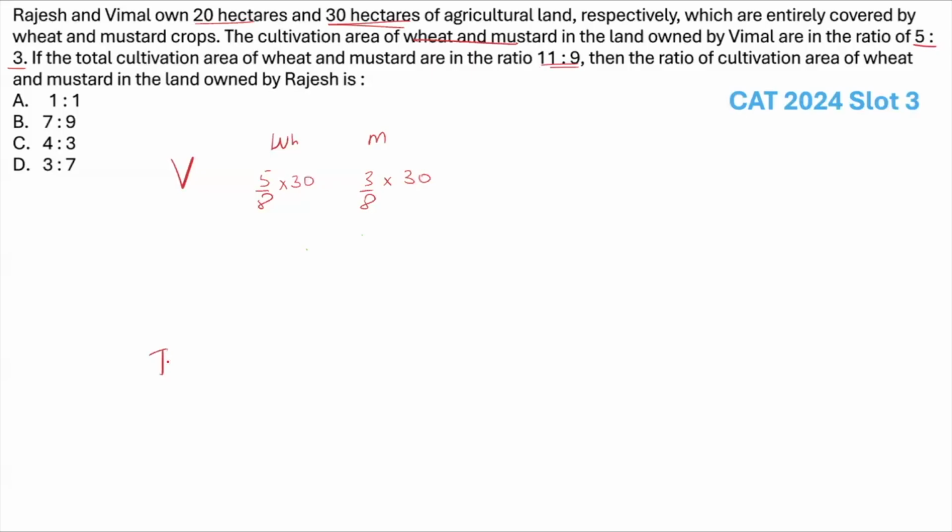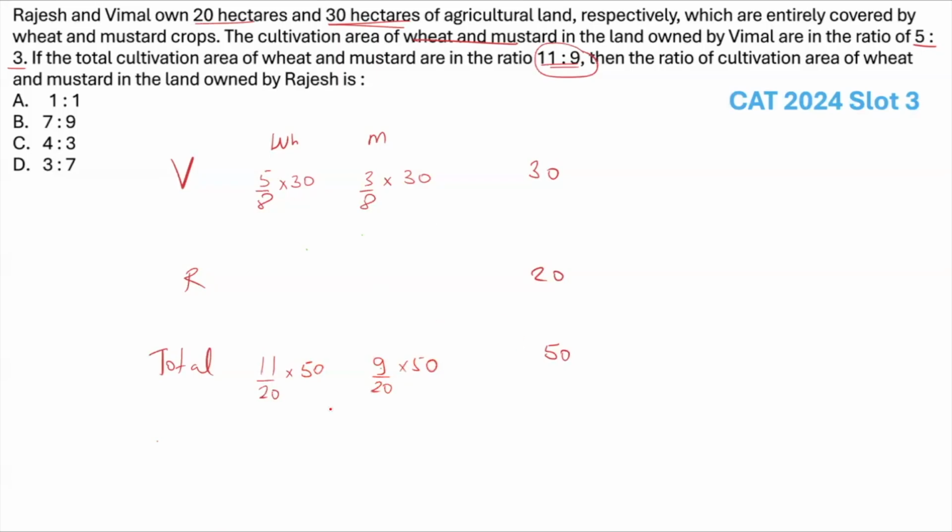And now let's observe the total. The total land available is 30 hectares by Vimal and 20 hectares by Rajesh. This sum becomes 50 hectares, right? Now, out of this 50, the ratio of wheat and mustard is 11 is to 9. So 11 by 20th of the total is wheat and 9 by 20th of the total is basically mustard.